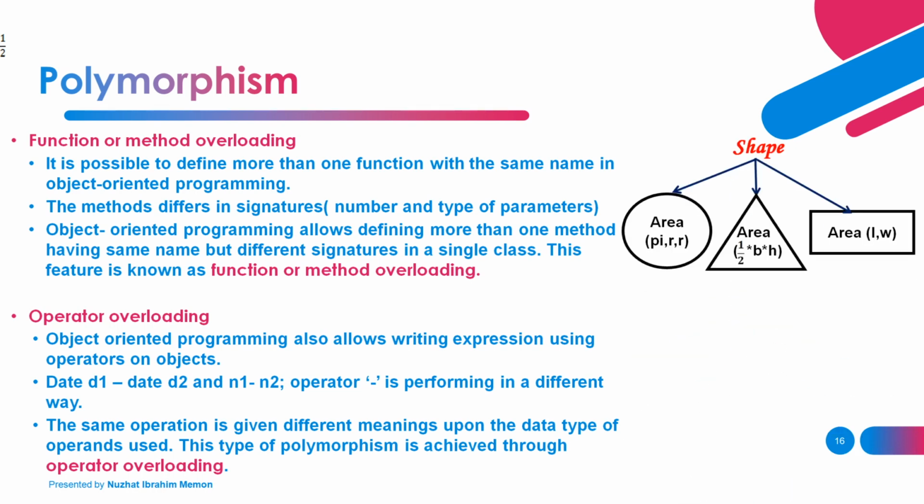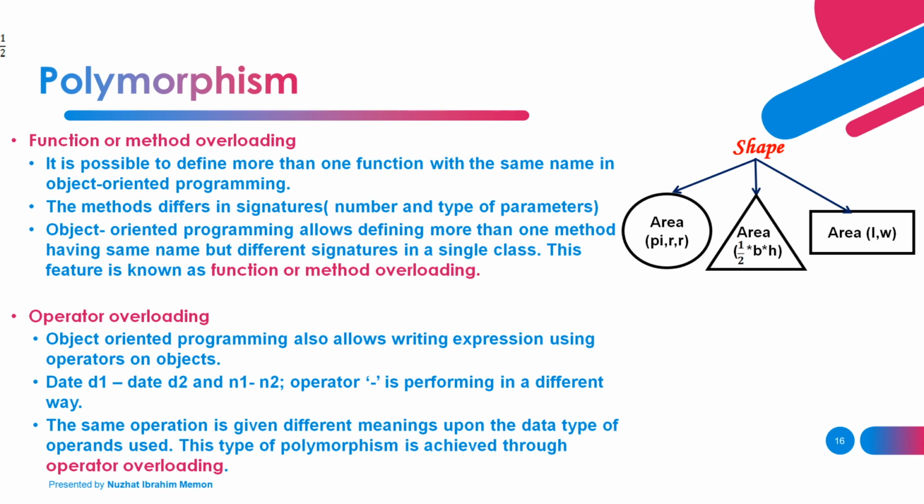In this image, you can see different shapes having the same method with the same name, that is the area method for each and every shape. It is possible to define more than one function with the same name in object-oriented programming. That is not an issue. Here, the method name is the same, but they differ by the number and type of arguments. That is known as the signature of a method in object-oriented terminology.